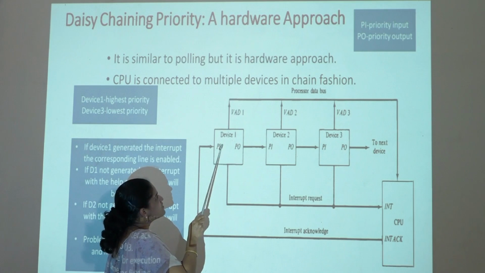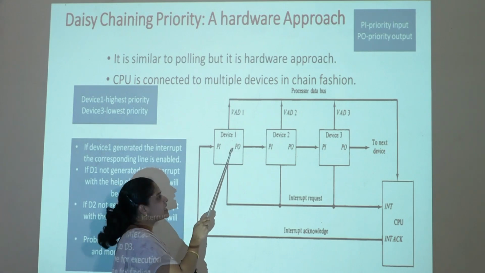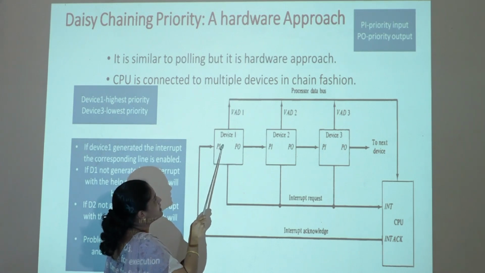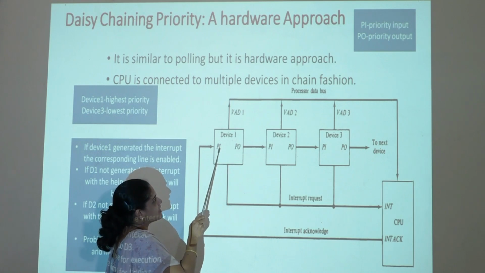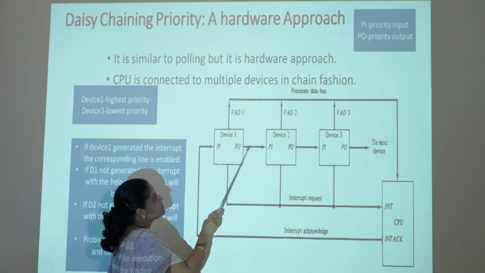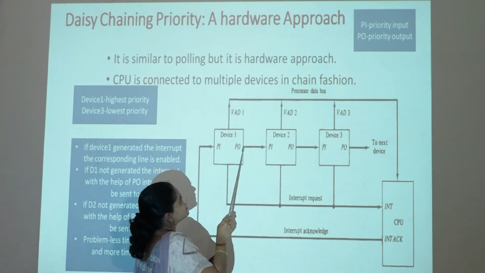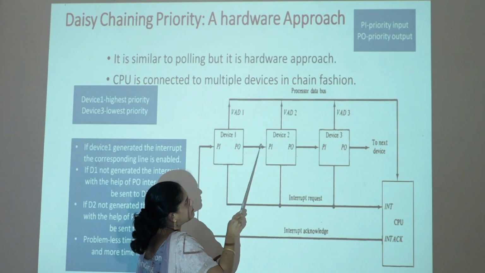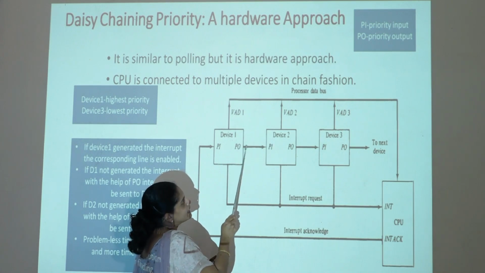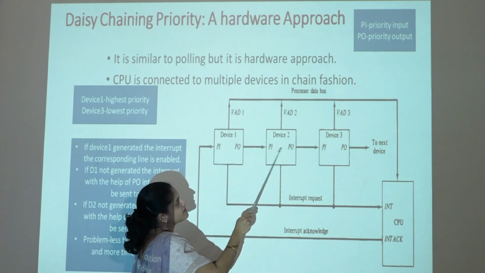If device 1 is not the device which generated the interrupt, it will send the same interrupt acknowledgement message to the next high priority device, which is device 2, through the priority output. So this goes through PO to PI, that is, PO of device 1 to PI of device 2. So the particular interrupt acknowledgement will be received by device 2.